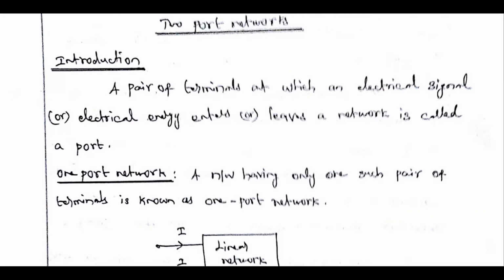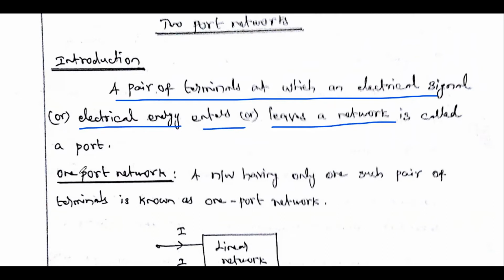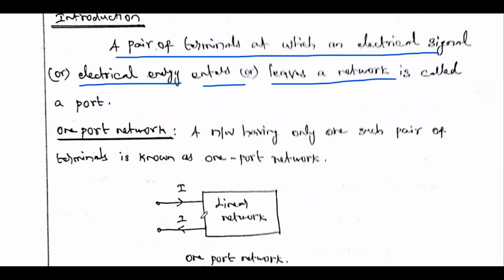Today we are going to discuss the fifth unit in circuit analysis. It's two-port networks and their analysis. So first, what is meant by a port? A pair of terminals at which electrical signal or electrical energy enters or leaves a network is called a port. So a port is nothing but a pair of terminals. Through the pair of terminals only can we give the input to that particular network, or take the output from it.